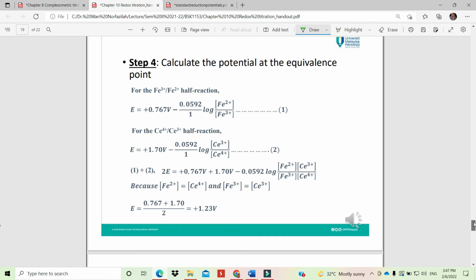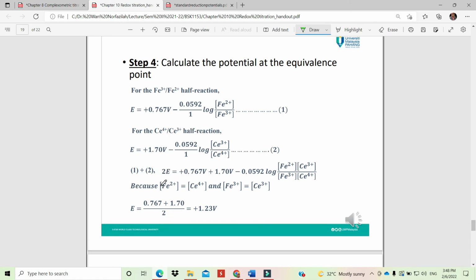Ni dekat equivalent point. Tadi kita kira volume kan? Sekarang kita kena kira cell potential. For Fe3 plus Fe2 plus half reaction, okay, masukkan. You akan dapat ni equation, this equation, and then for cesium, this one.